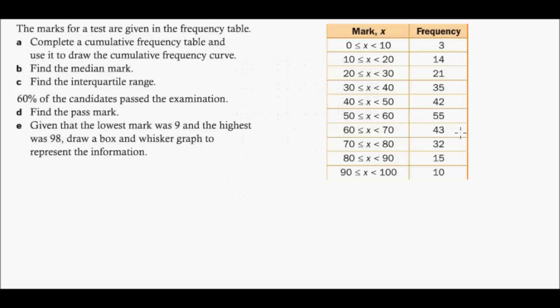It says the marks for our tests are given in the frequency table. Complete a cumulative frequency table and use it to draw a cumulative frequency curve. Find the median, find the interquartile range. 60% of the students pass the examination, find the pass mark. Then draw a box and whisker graph. This is a great problem.